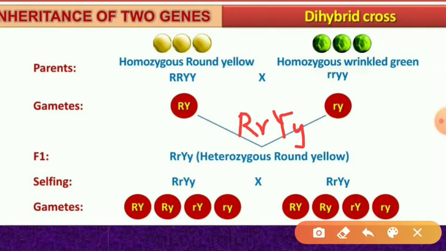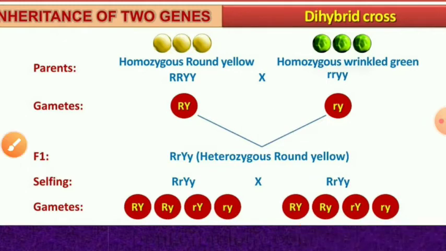Here the dominant character shows the phenotype. Okay, so now this offspring produces round yellow. So what may be the next step? What is the procedure of the next step? Okay, selfing. F1 selfing: capital R, small r, capital Y, small y crossed with capital R, small r, capital Y, small y. So what are the gametes formed here in the first parent?